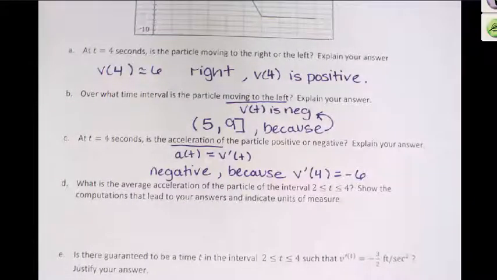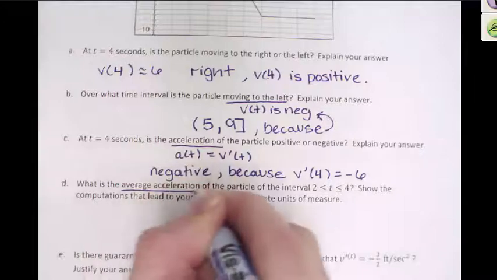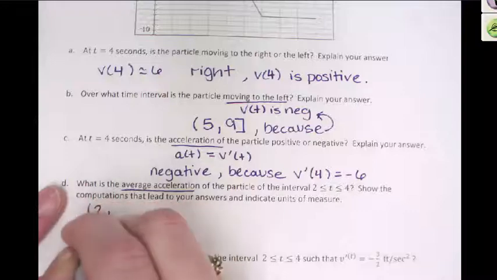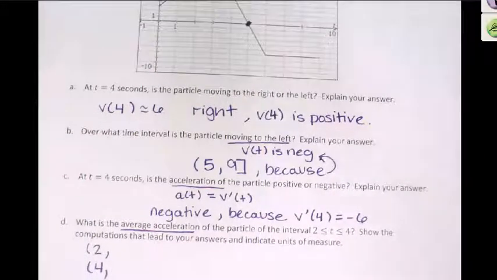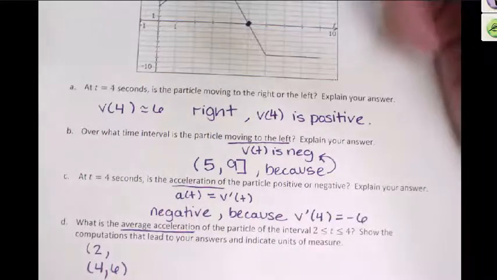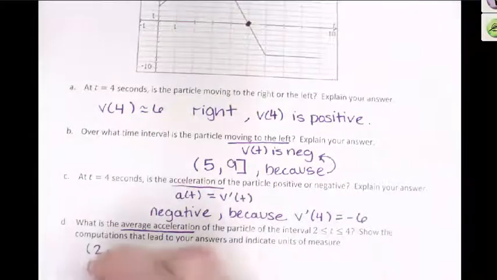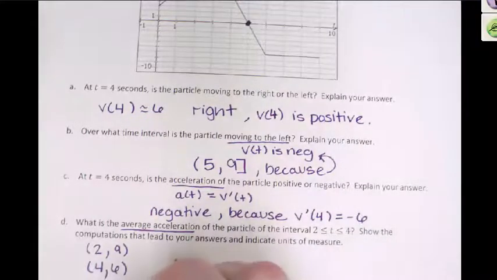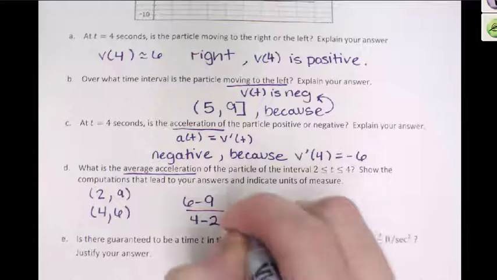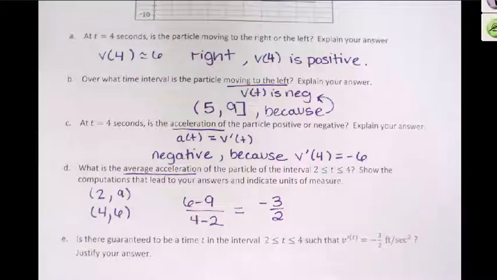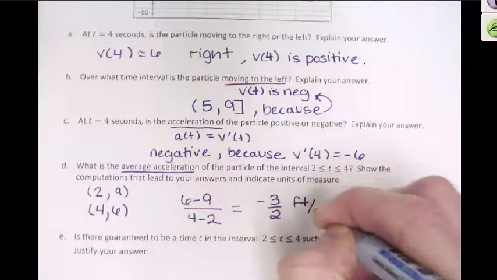What is the average acceleration? Average acceleration is going to be the slope of the velocity from 2 to 4. So I need the values at 2 and at 4. We said 4 was about 6, and if we look at 2, let's see, 1, 2, 3, 4, 5, 6, 7, 8, 9. So 2 is 9. So we just do slope: 6 minus 9 over 4 minus 2 would give me negative 3 over 2. I showed my computations, and then I just need to add my units of measure. Velocity was feet per second, if you look back up top, so acceleration would be feet per second squared.